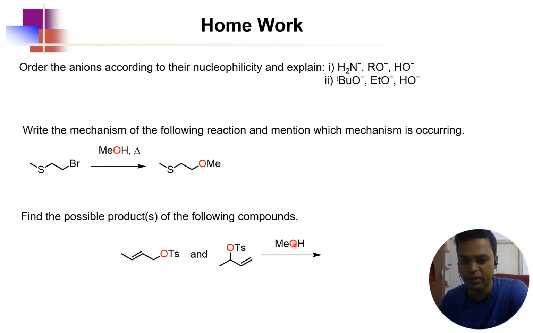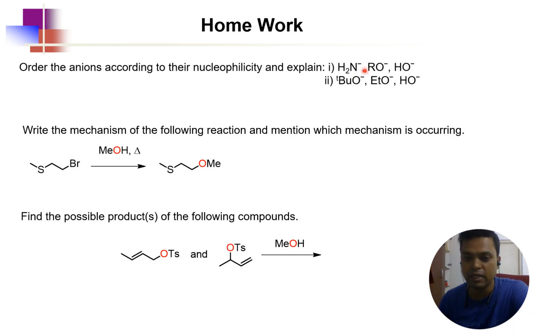So with this we can wind up nucleophilic substitution reactions in aliphatic molecules. I have given some examples where you order the anions according to nucleophilicity and explain. So what would be the order for this one? This should be the more nucleophilic, because nucleophilicity always depends on the donation of electrons. The more easily it can donate, the better the nucleophile is, unless there is some other effect like steric crowding.